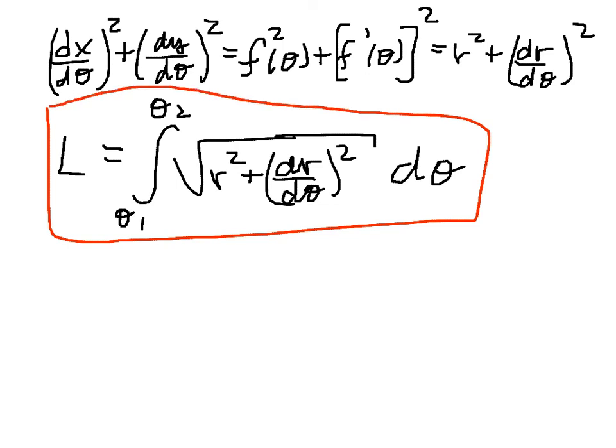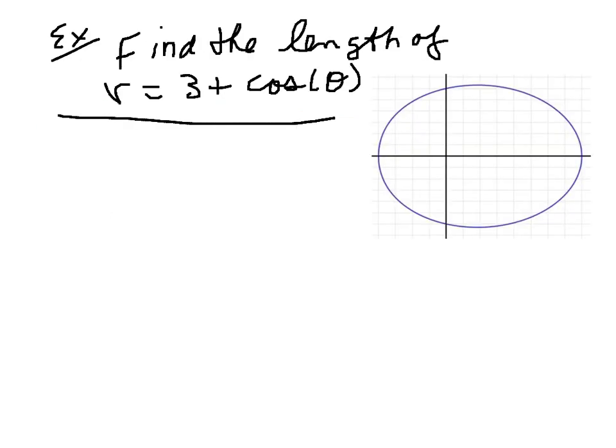And so finally, let's look at the length, let's say, of r = 3 + cos θ. So we want to find the length of this curve, in other words, the circumference of this curve. We go from 0 to 2π, and r is equal to 3 + cos θ, and we note that dr/dθ is equal to -sin θ.